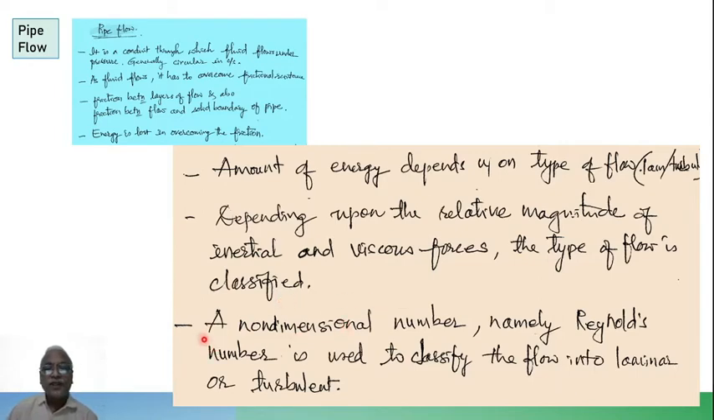Let us see how it is done. A non-dimensional number, namely Reynolds number, is used to classify the flow into laminar or turbulent. So to classify the flow into laminar and turbulent, we'll be using what is known as Reynolds number. Once you classify, we'll know the energy loss, whether it is less or more.